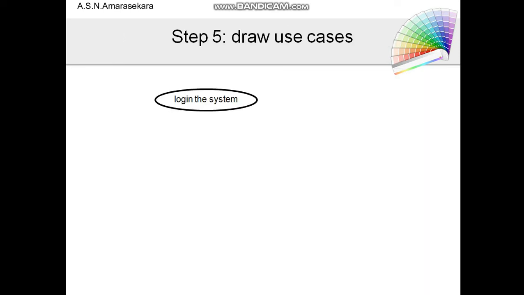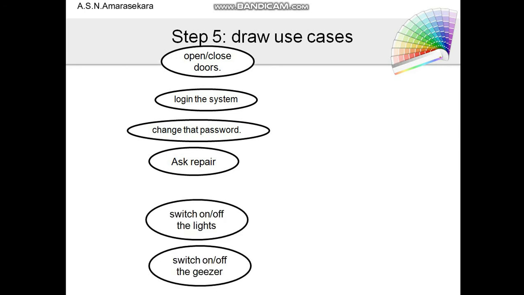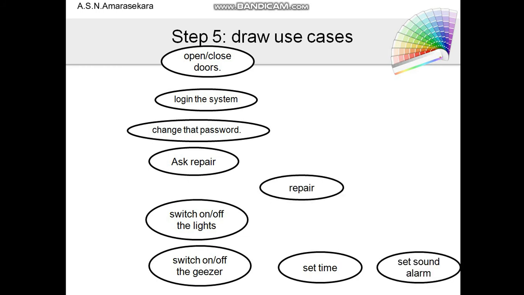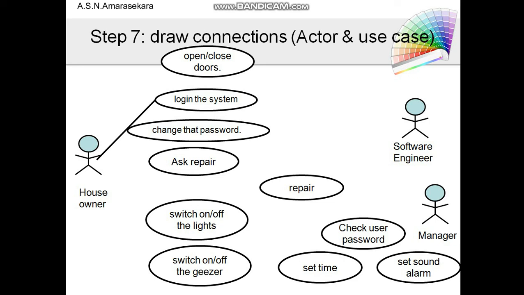The next step is representing those findings as a use case diagram. Next I am going to draw use cases: log in the system, change the password, ask repair, open close door, switch on off light, switch on off the greaser, set time and set sound alarm, repair, check the user password. Now it is time to put in the actors: house owner, software engineer, manager. Now I am going to draw the actor use case relations. The house owner logs into the system, he changes the password, he opens and closes the door and asks for repair, as well as switches on off the light and switches on off the greaser.